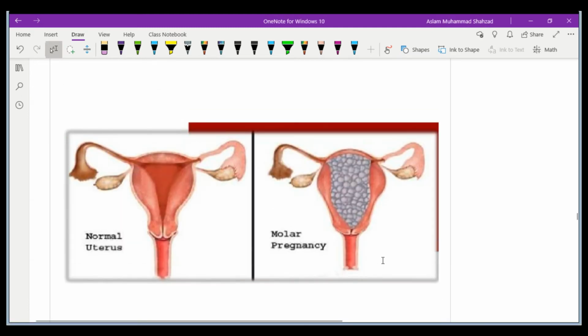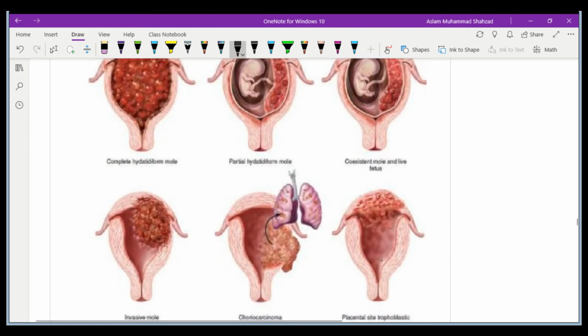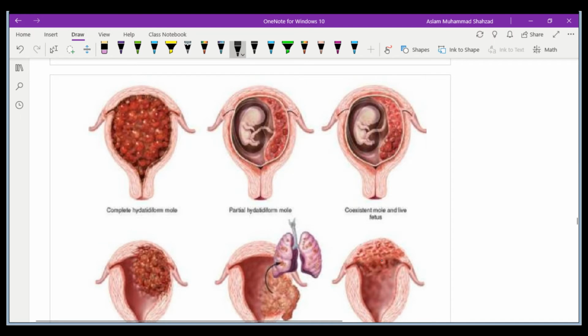This is a normal uterus on the left side, and on the right side is a molar pregnancy. In the molar pregnancy we find a grape-like, round-shaped structure present in the uterus. Although there are many categories of hydatidiform mole formation, if it completely occupies the uterus, it is known as complete hydatidiform mole. If it partially occupies the space, like a crescentic moon, then it is a partial hydatidiform mole.